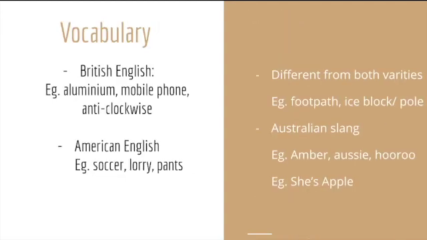Australian English adopts some vocabulary from both varieties. Like the British, they say mobile phone instead of cell phone, but they use the American word soccer instead of football. In addition, Australian English also has vocabulary outside the two varieties, such as footpath instead of pavement in the UK and sidewalk in the US. Australian slang includes amber, which means beer, and phrases like she's apples, which means it is fine.